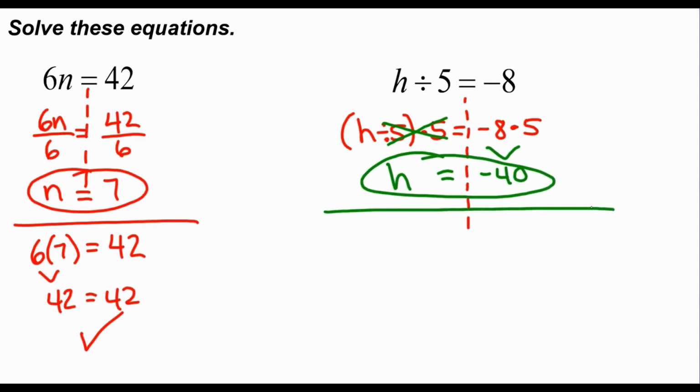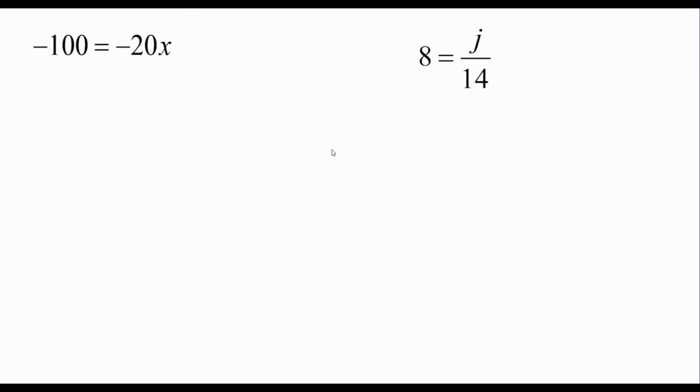And there's my solution. And then if I do a quick check, h is negative 40. Negative 40 divided by 5 equals negative 8. Negative 40 divided by 5 is negative 8, so negative 8 is equal to negative 8, and that checks out, and we've solved that. So this comes in handy for these equations that we might not know mentally very quickly.